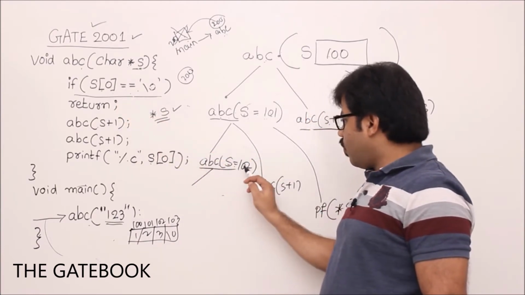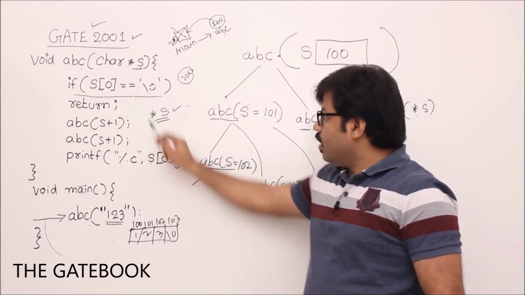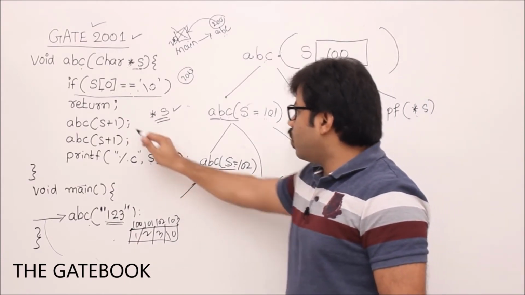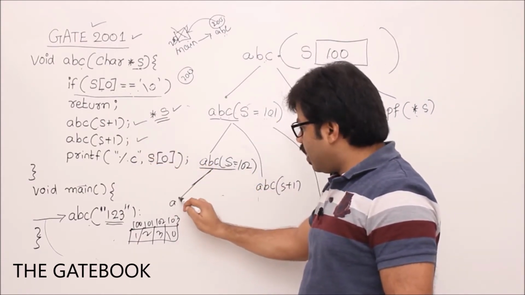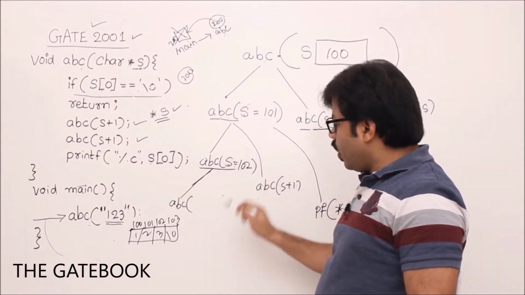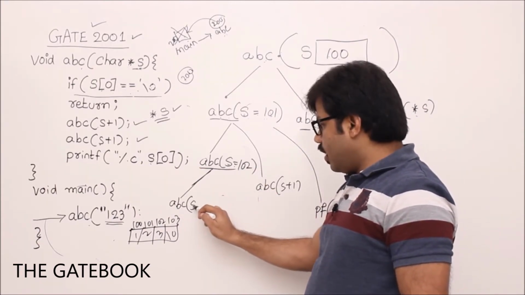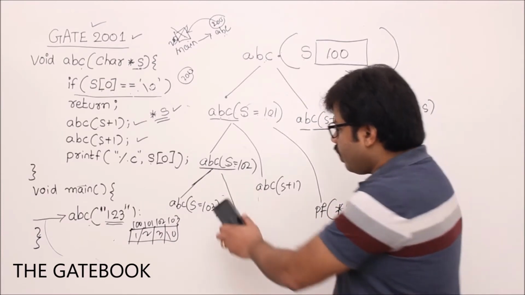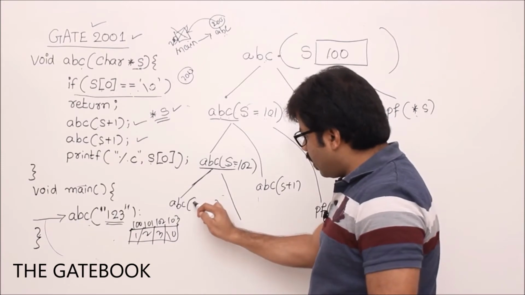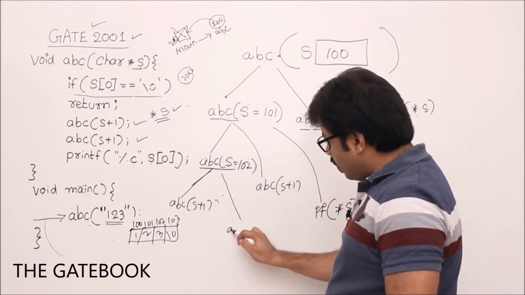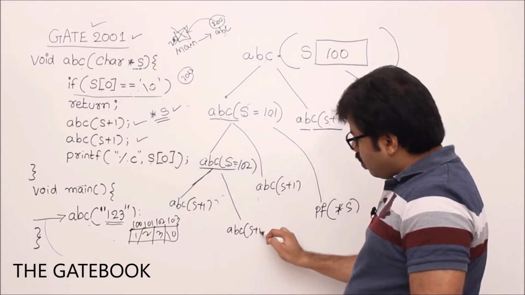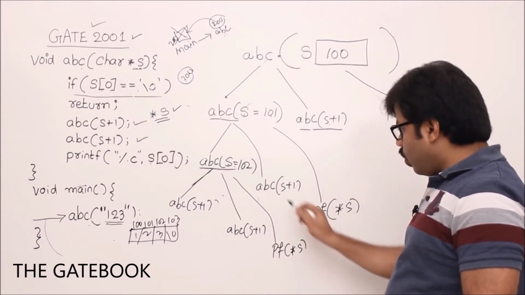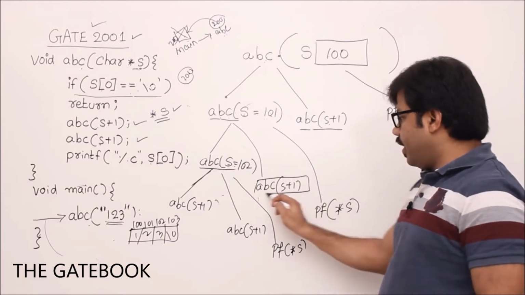Star s is what? Star 102 this time. It is 3. Is this 3 a null character? No. Then what to do? Again, 3 steps are going to happen. First one is ABC of s plus 1. s is 102, s plus 1 is what? 103. Then s equal to 103, right? Second one is what? Let me first write blindly ABC of s plus 1, then ABC of s plus 1, followed by printf star s. Okay, I don't want to touch this one. I will come to this point later.